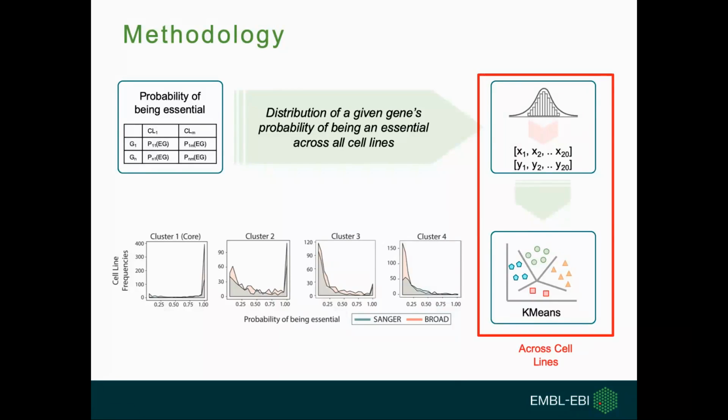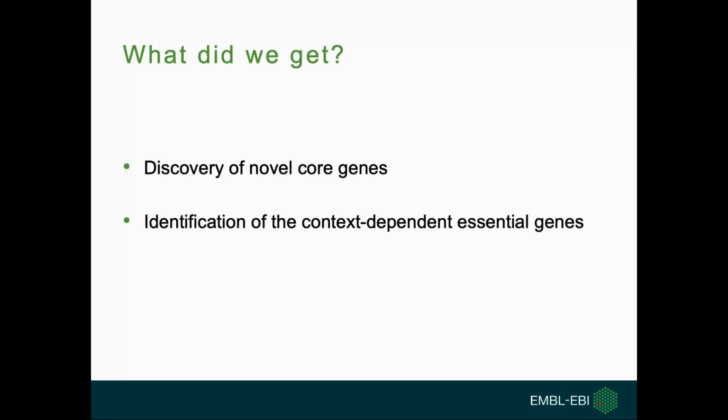Okay. And here, we use the across cell lines approach. So in this way, we merge two approaches together. So what did we get? We discovered novel core genes as well as the known core genes. We predict the novel core genes and also the known genes. And the second one is that we label the context-dependent essential genes in our gene set.